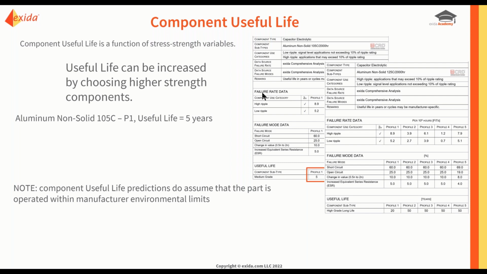Let's compare that to one that's marked 125C, let me look, 2,000 hours. Yeah. Whoa, nice. 20 years. That's what I should be using. I don't care if it takes up more space or it costs more. We've got to meet our useful life specification, a minimum of 20 years. So often we can increase the strength and achieve longer useful life.